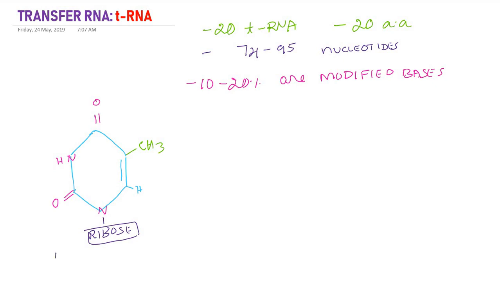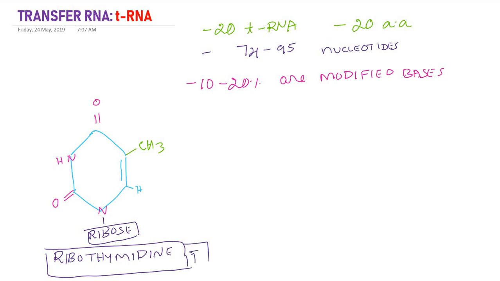So the name here is called ribothymidine. Usually in RNA we will not see thymine, it is replaced by uracil, but sometimes, especially in tRNA, there is thymine, which is a modification of uracil. There is addition of a methyl group, so uracil will become thymine. This unusual base is present in tRNA.